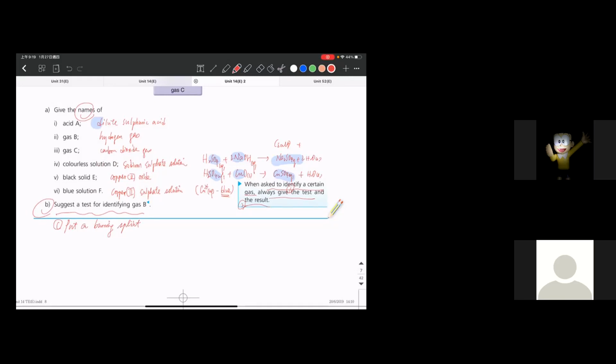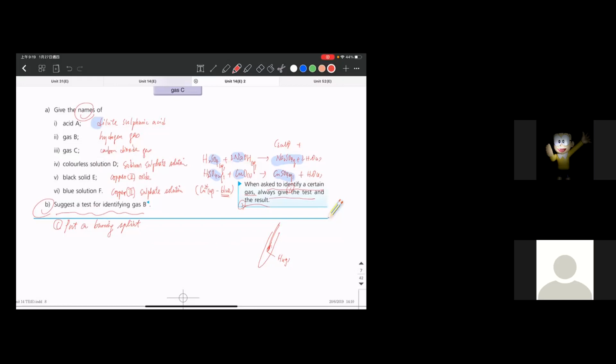Burning splint test, pop test is commonly said, right? But you should be highly aware of the proper steps. First of all, burning splint. Once I put it into the tester, you mean that you're going to put it into the tester? Yes, into the tester. So what will happen if the gas inside is just H2? We put the burning splint inside. So what will happen?